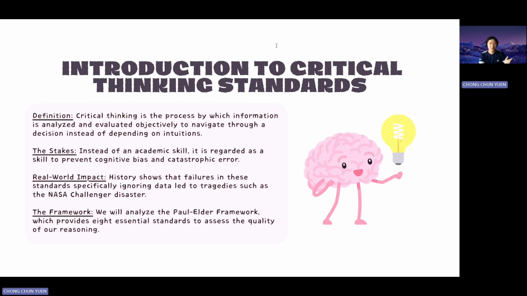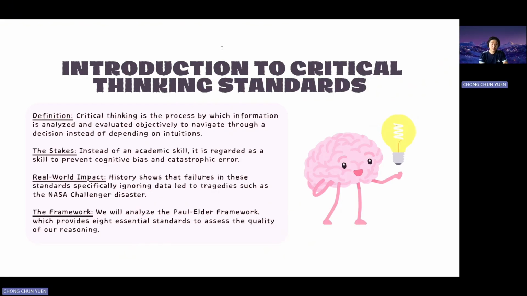So let's start with the what. What is critical thinking? Critical thinking is the active process where information is analyzed and evaluated objectively. So we use critical thinking to navigate complex decisions based on evidence. Now then, why do we need critical thinking? It's because critical thinking is an important everyday skill to prevent cognitive bias and making errors.